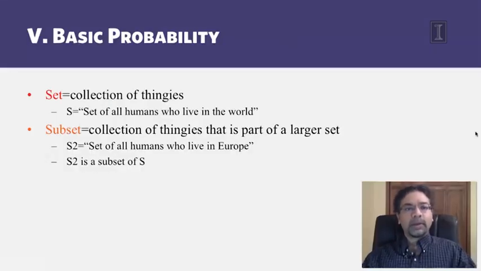Next, we'll look at a little bit of basic probability. Before probability, we need to discuss a few definitions. The first definition is a set. A set is essentially a collection of things.